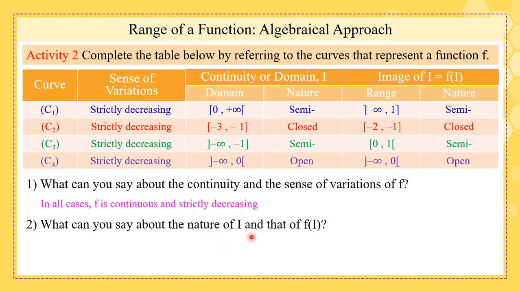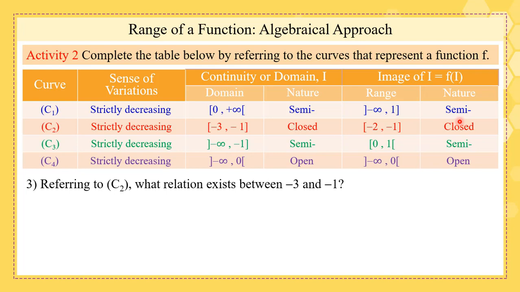What can you say about the nature of I and f of I? We can also say here that I and f of I have the same nature. So if f is continuous and strictly increasing, or f is continuous and strictly decreasing, we can say that I, the domain of definition, and f of I, which is the range, do have the same nature.